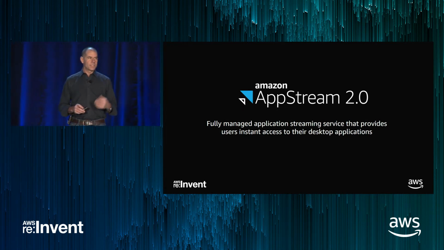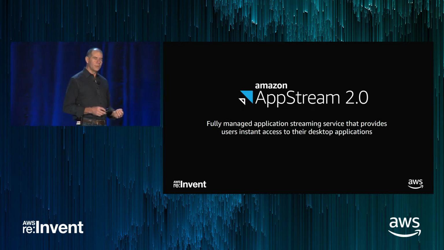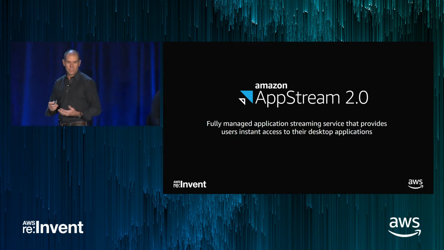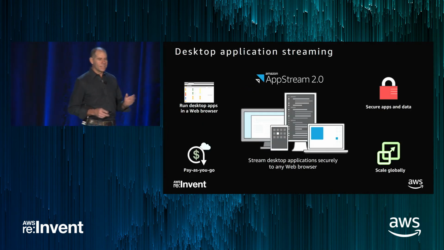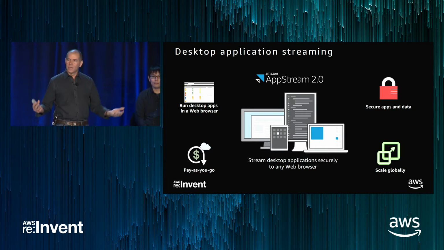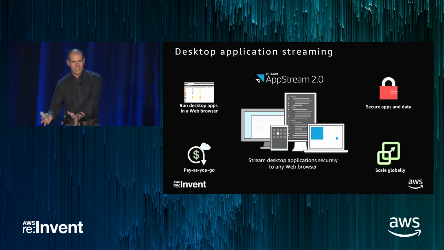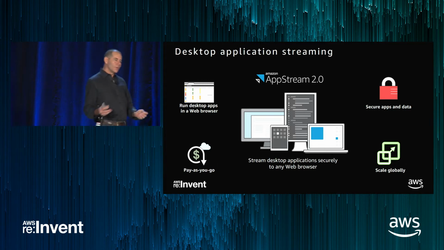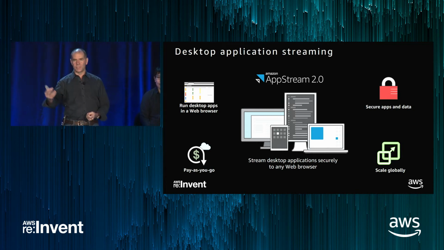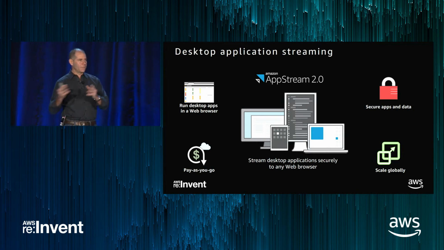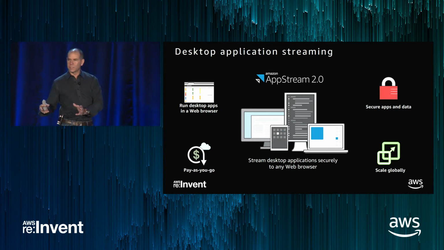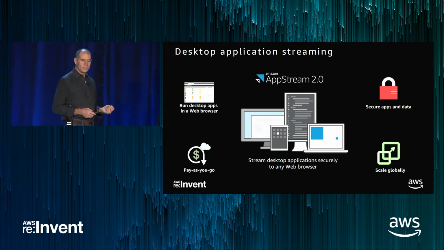AppStream 2.0, somewhat related to DCV and Elastic GPU, is not a desktop service per se. It's more of an application streaming service. What I mean by that is AppStream 2.0 allows you to create a thin client experience. For example, if you're an IT manager supporting engineering teams in your organization, you might want to give those engineering teams secure and reliable access to a subset of applications that you have qualified them to run. You don't want to give them an entire desktop and file systems and operating systems and all of that. You just want to expose the applications. And that's what AppStream 2.0 allows.